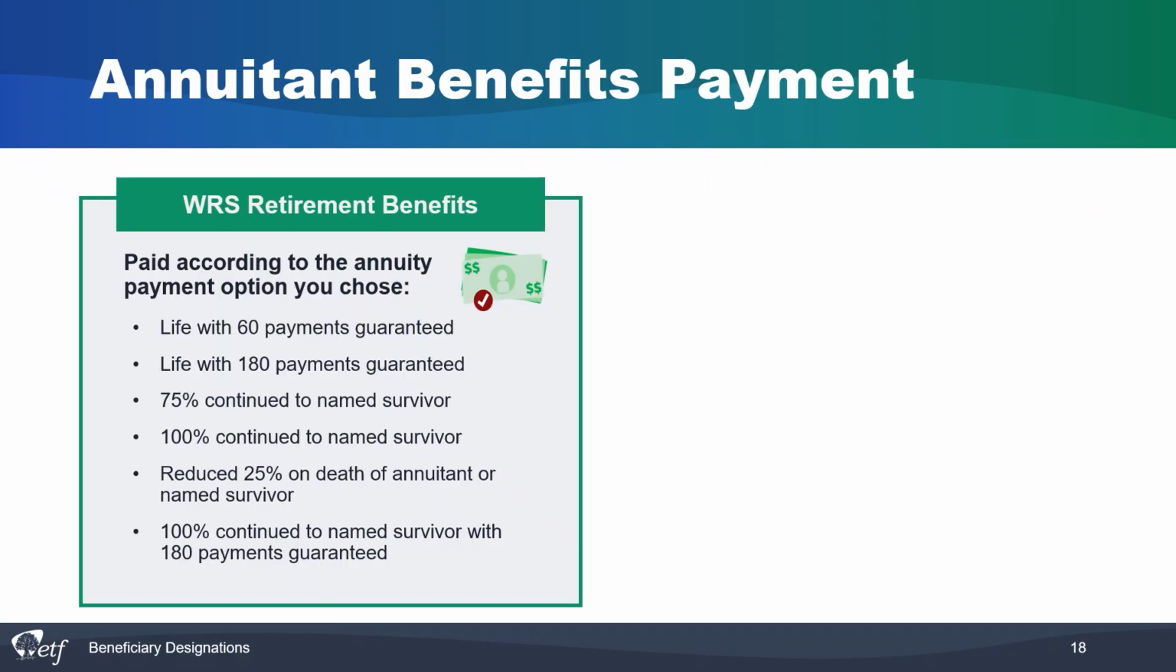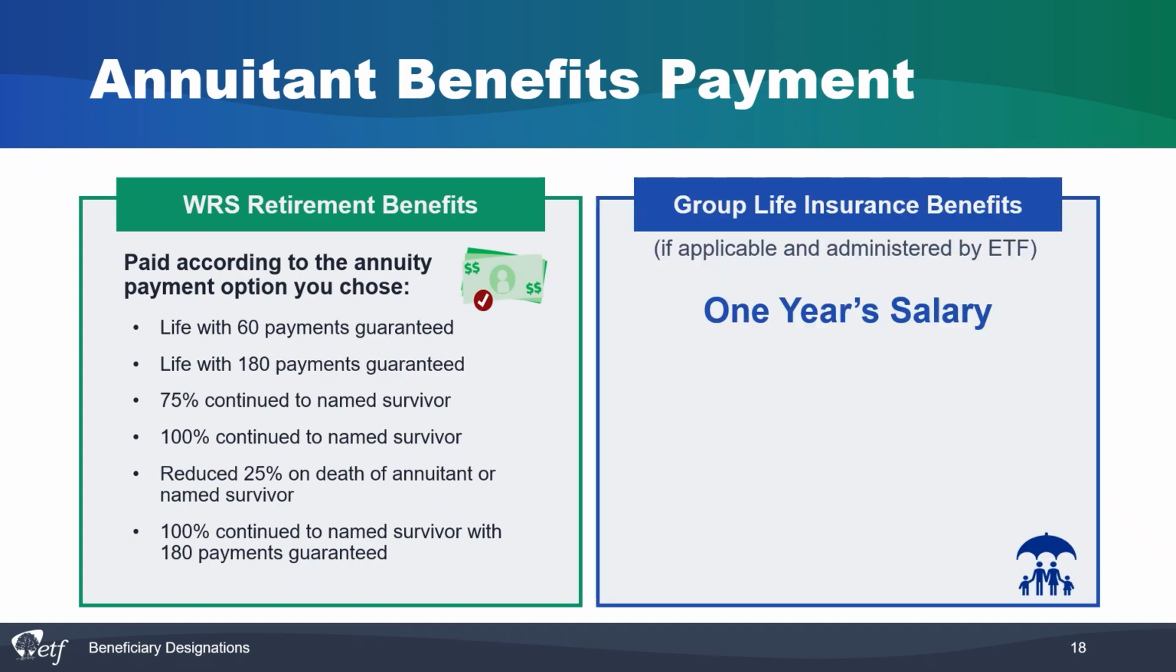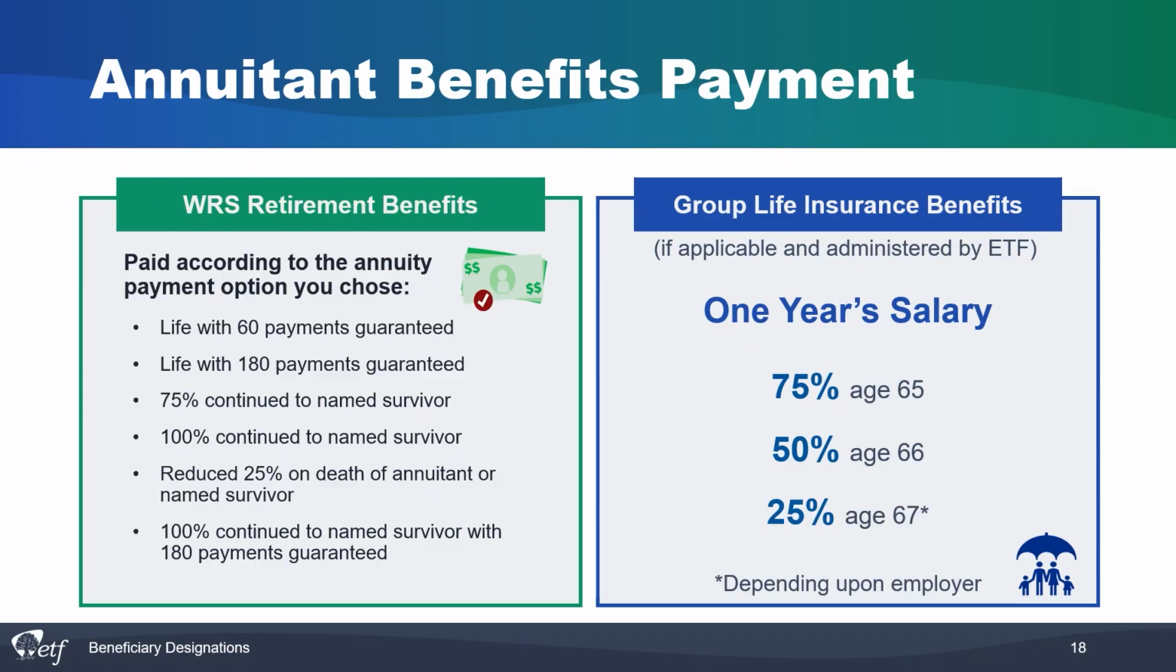Once you retire and start receiving your annuity payment, your beneficiaries would receive a WRS death benefit based on the annuity option you selected. If you continued your group life insurance benefit into retirement, your benefit coverage will be 100% until the age of 65. At age 65, the benefit coverage goes down to 75% of the basic plan and down to 50% at age 66. Depending on which program your employer enrolled in, it may reduce down to 25% at age 67.